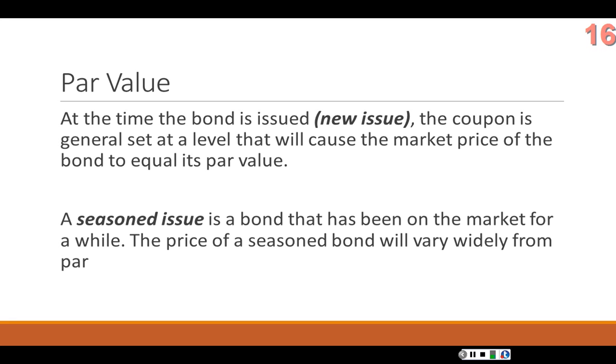Once a bond has been traded on the open market, so it's a seasoned issue, previously traded, the price of that bond varies from par. And that depends upon how market rates have changed. So after a bond's issued, market rates are going to continue to change, and this is going to cause the price of the bond to continually adjust.